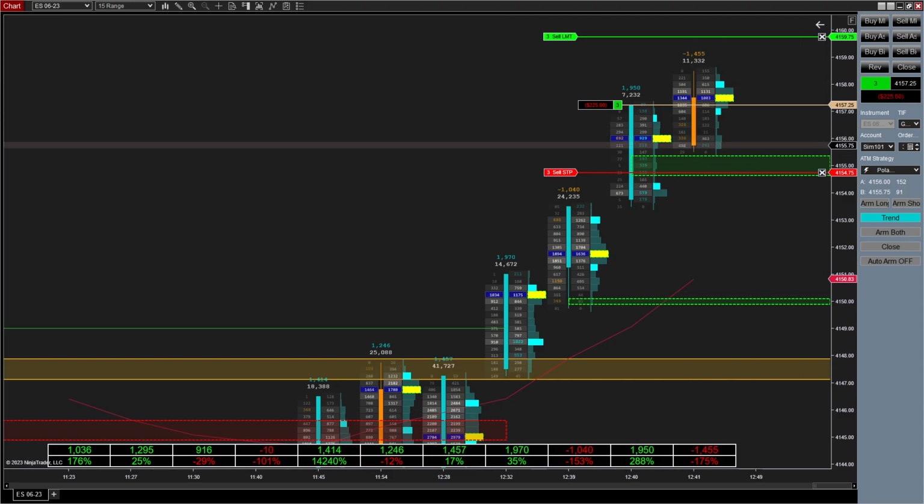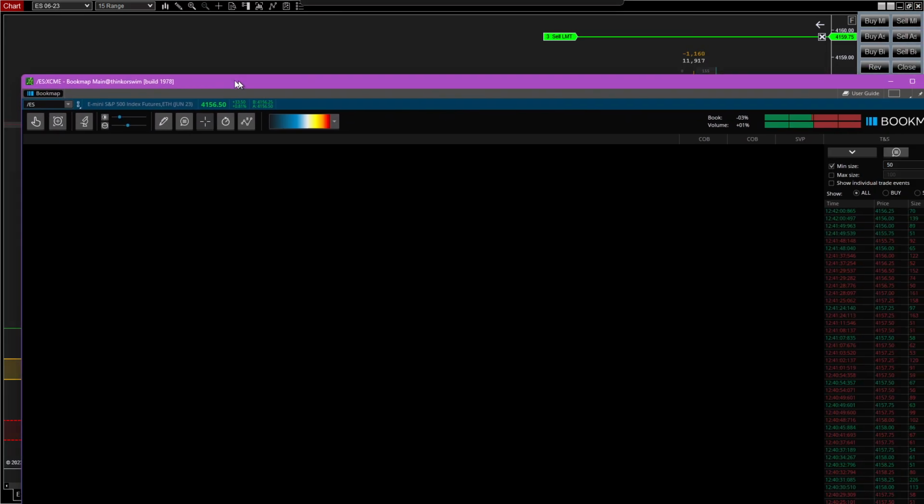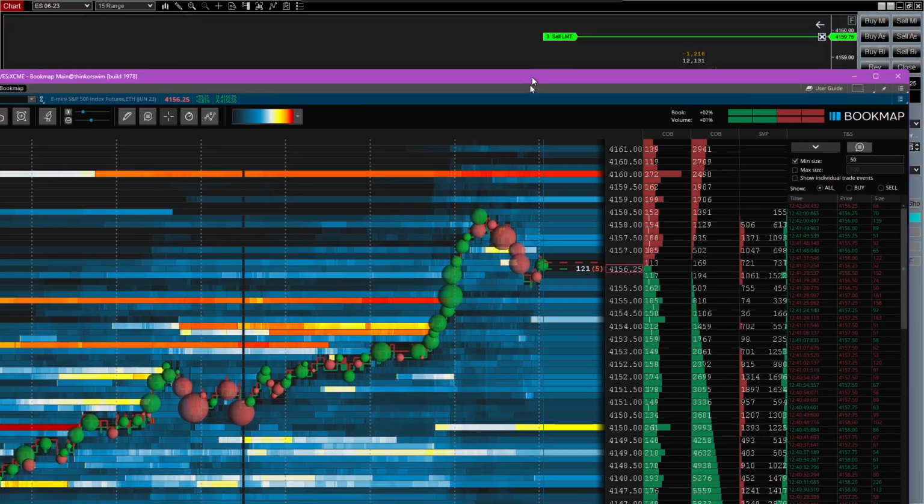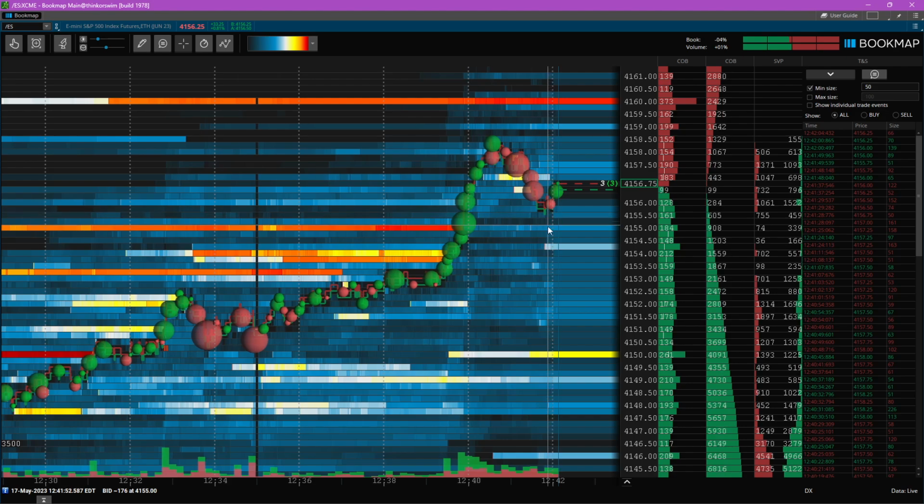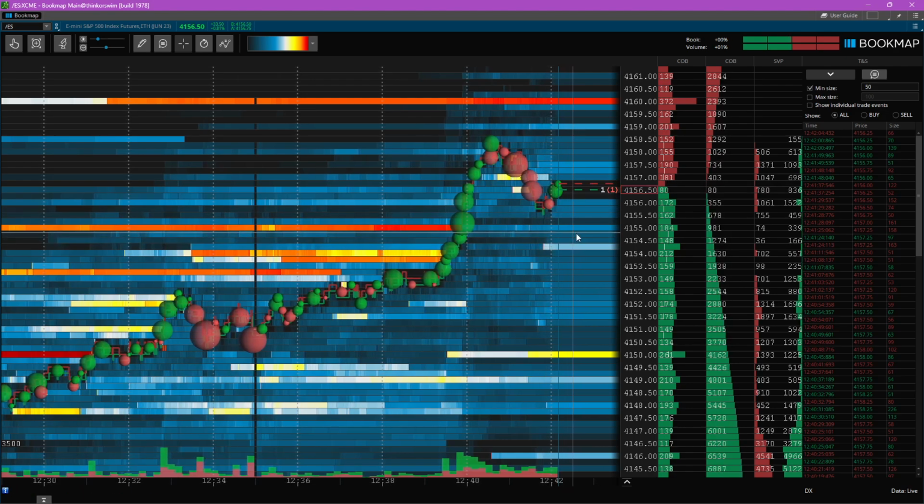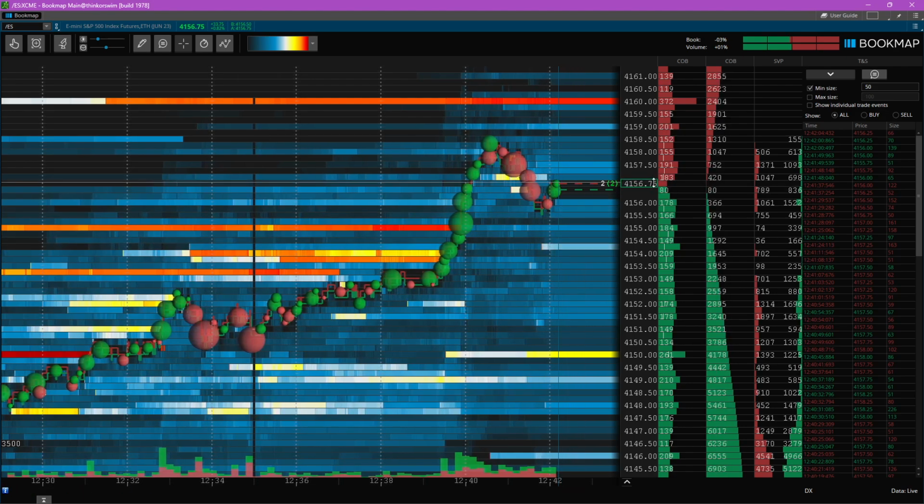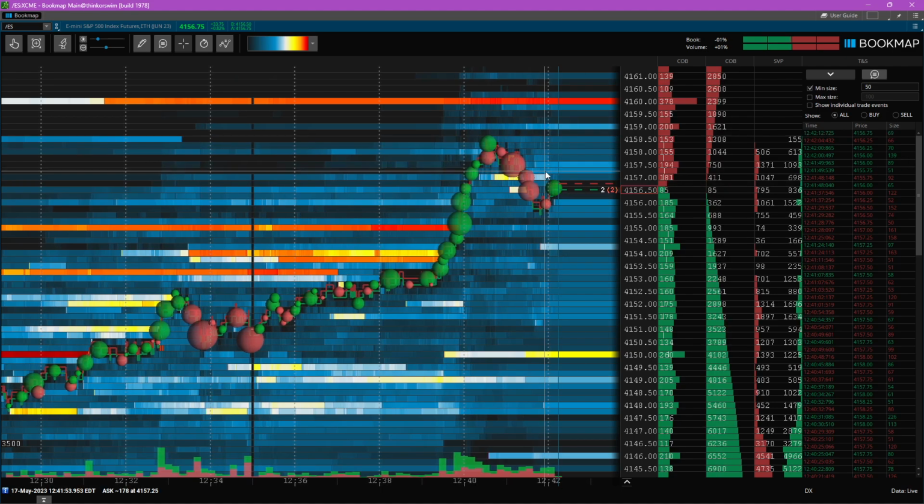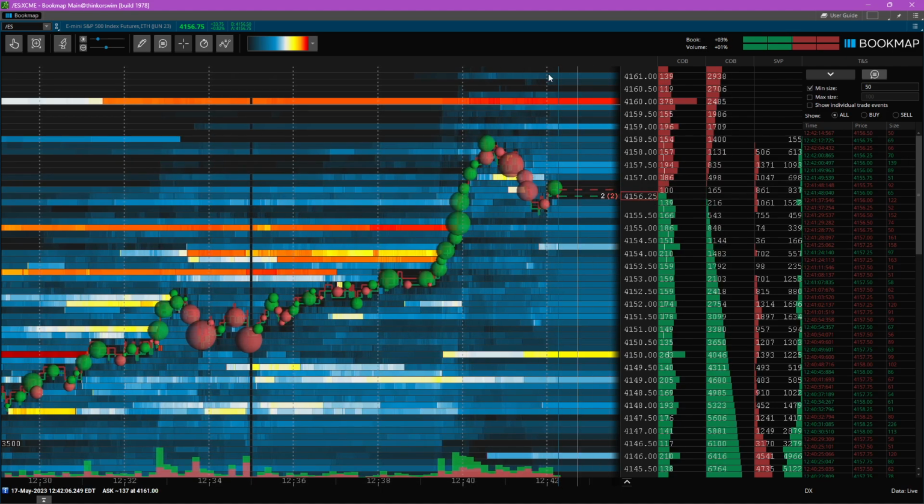But you could just see the tape speeding up there. If we take a look at it again, our stop loss is 4154, so that's 4154.75. So keep an eye on Bookmap. I like looking at Bookmap.